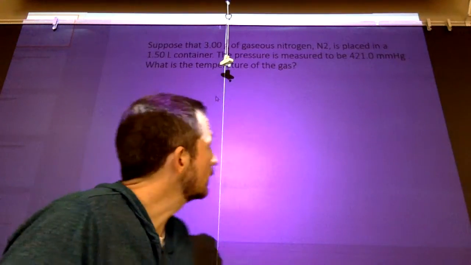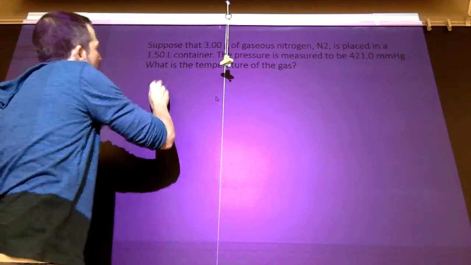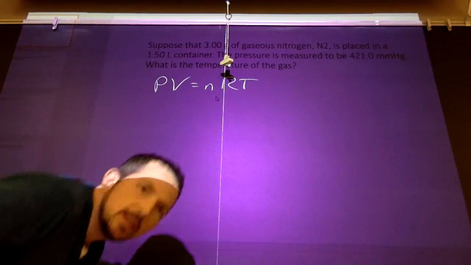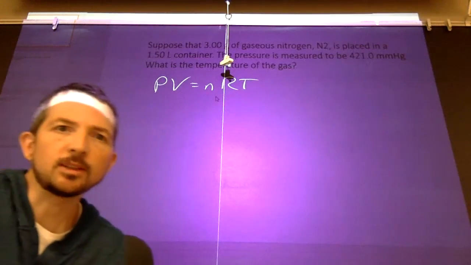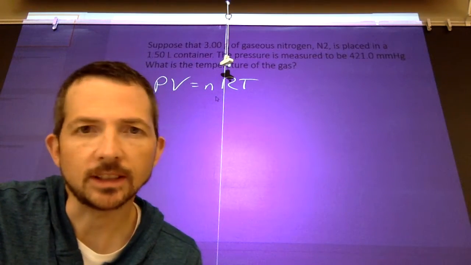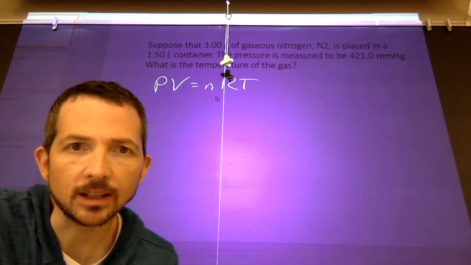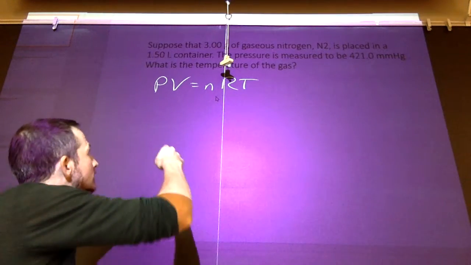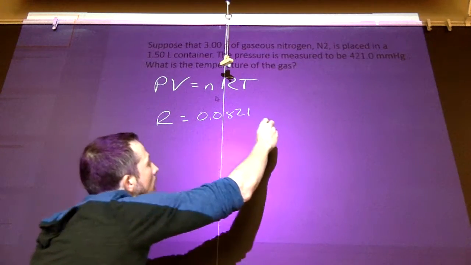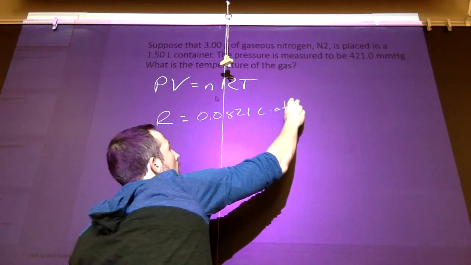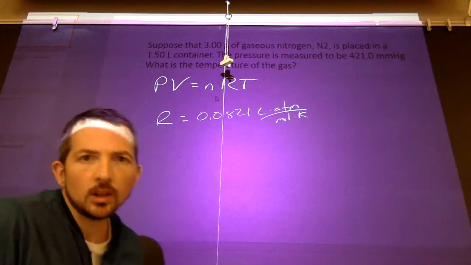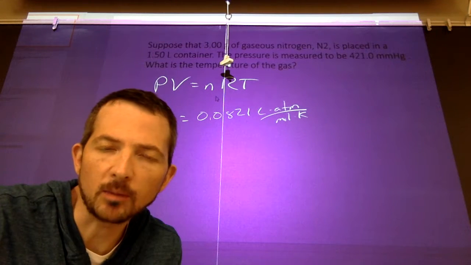And so the ideal gas equation is PV = nRT. P is the pressure, V is the volume, n is the number of moles, R is the gas constant, and T is temperature, and the temperature has to be in Kelvin. The gas constant, I remember, is 0.0821 liters atmospheres per mole Kelvin.